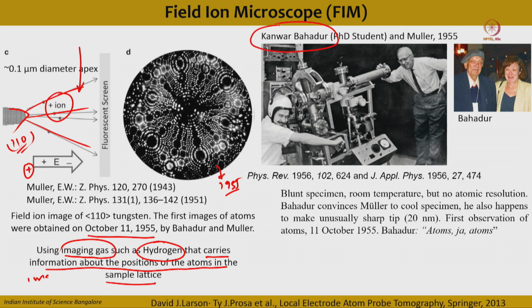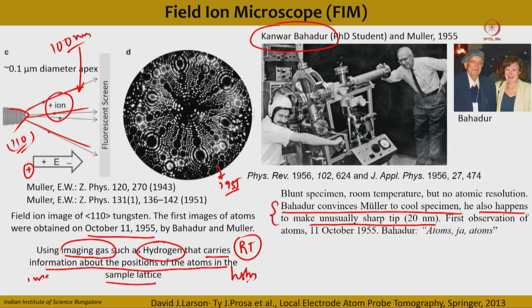So now what was the role of Kanwar Bahadur? Actually these experiments they were performing at room temperature, at a very high vacuum, and as you know, at room temperature the atomic vibrations are very high. Fine. And also the needle was not sharp enough. It was around 100 nanometers. Okay, so one day Kanwar suggested to Mueller that we can cool the specimen to liquid nitrogen temperature, and also incidentally he made a sharp needle of 20 nanometers, which is much less than the 100 nanometers, correct.